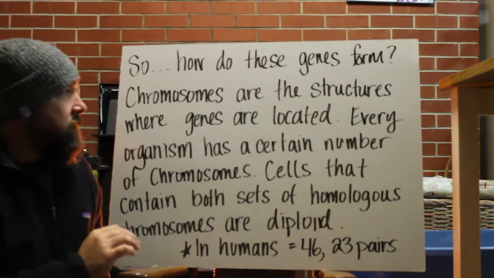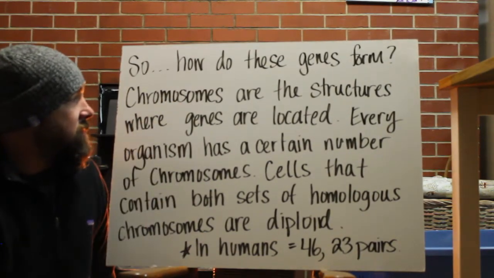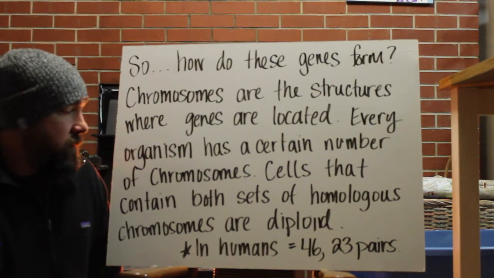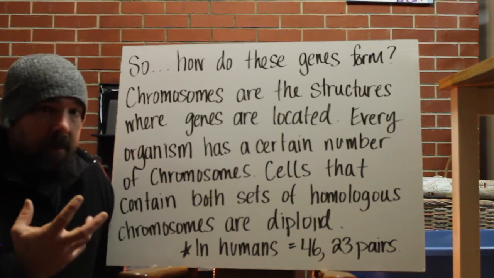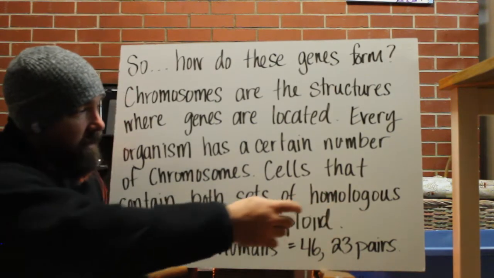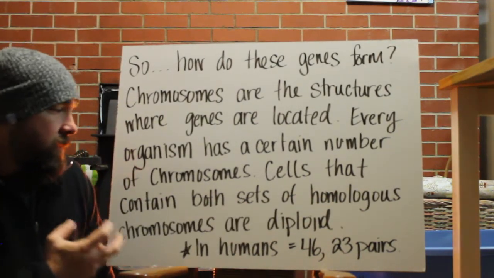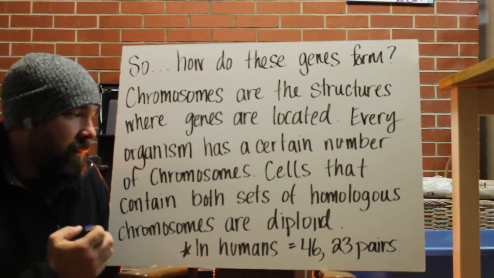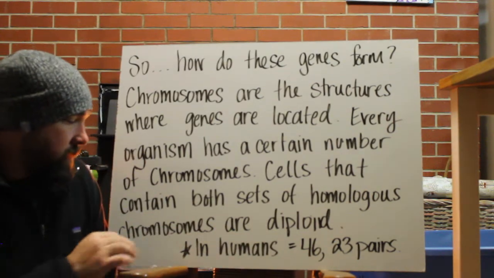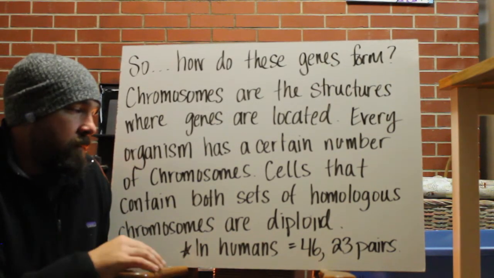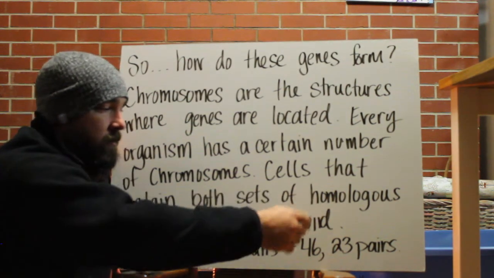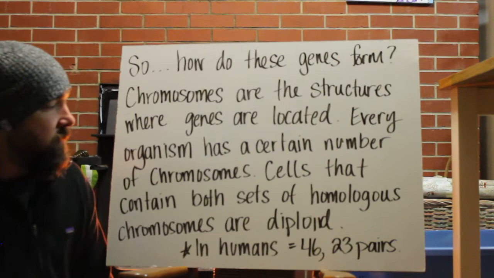So, how do these genes form? Chromosomes are the structures in the cell where the genes are located. Every organism has a certain number of chromosomes, and these chromosomes are in pairs. These pairs are called homologous. Homo means same. These pairs that are homologous are paired up, and if a cell in any organism has both sets of this, it's diploid. So in humans, for example, all of your body cells have 46 homologous chromosomes, or 23 pairs of homologous chromosomes.